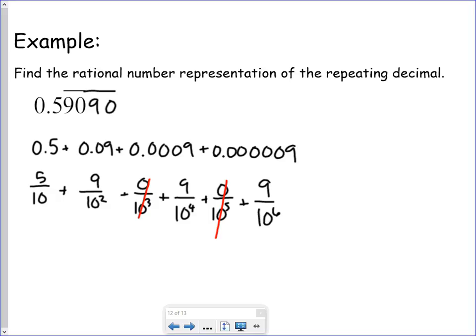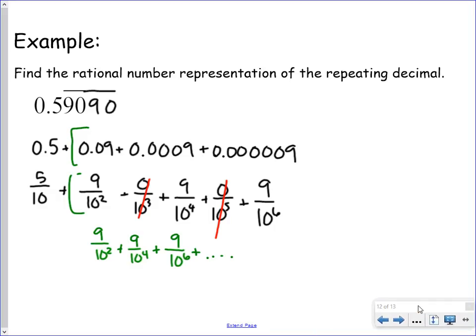So again, I said you can kind of ignore for a little bit that 0.5 or that 5 over 10. You're going to focus on this 9 over 10 squared plus 9 over 10 to the 4th plus 9 over 10 to the 6th, and so on and so on. And we just keep adding because this decimal is just repeating, okay? And so I'm going to think about this like a geometric series, okay? And it's infinite, so it's going on forever. So I can identify the first term. The first term is a sub 1.